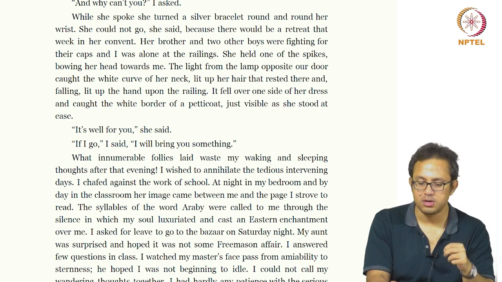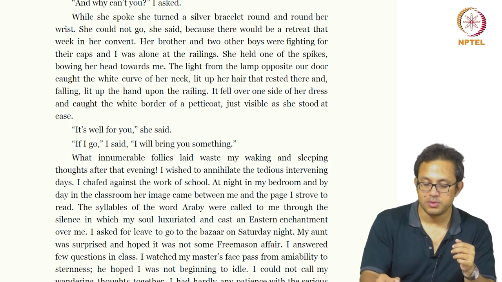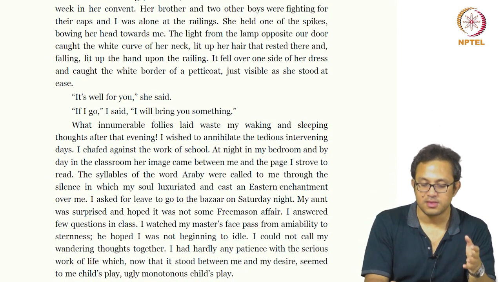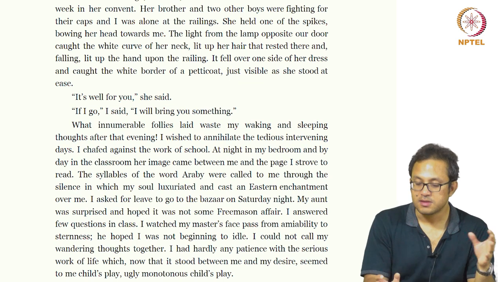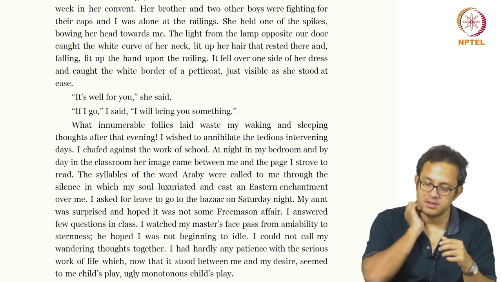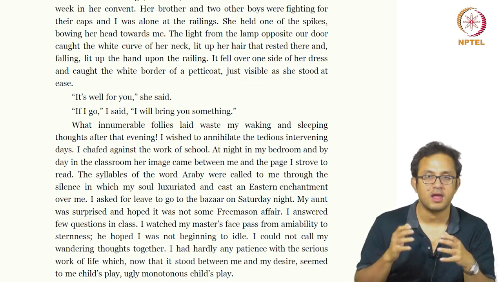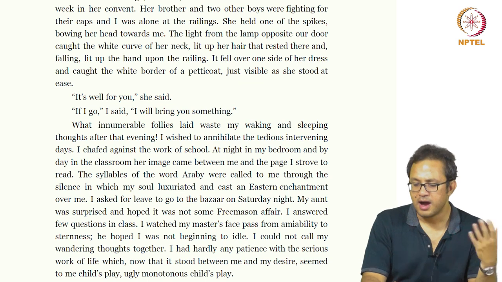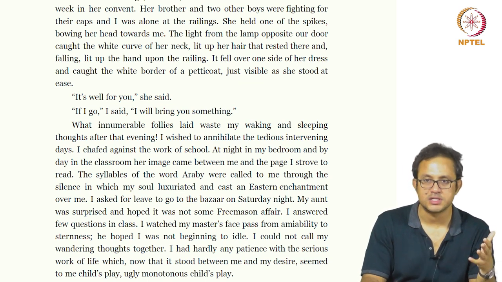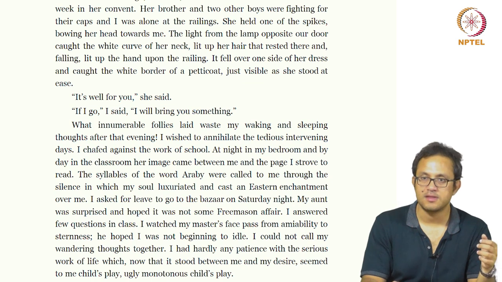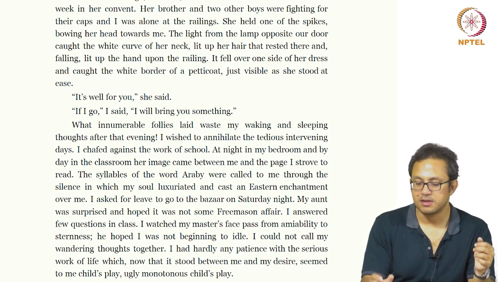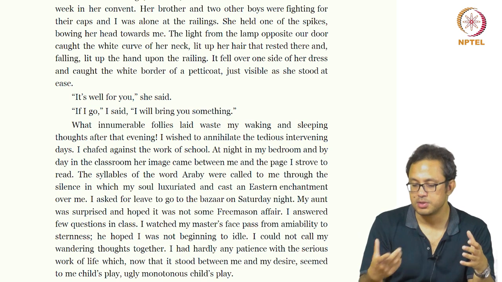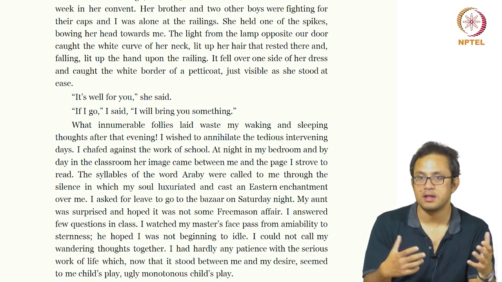"I chafed against the work of school. At night in my bedroom and by day in the classroom, her image came between me and the page I strove to read. The syllables of the word Araby were called to me through the silence in which my soul luxuriated and cast an Eastern enchantment over me." So again, Eastern enchantment is a very typically Western way of looking at the Orient as some kind of exotic fantasy space, which is obviously hyper-romanticized, hyper-sexualized, hyper-essentialized, etc. Right, so Eastern enchantment is that magic gaze that is conferred on the Orient, which is part of the very Eurocentric way of looking at the Eastern world, right?